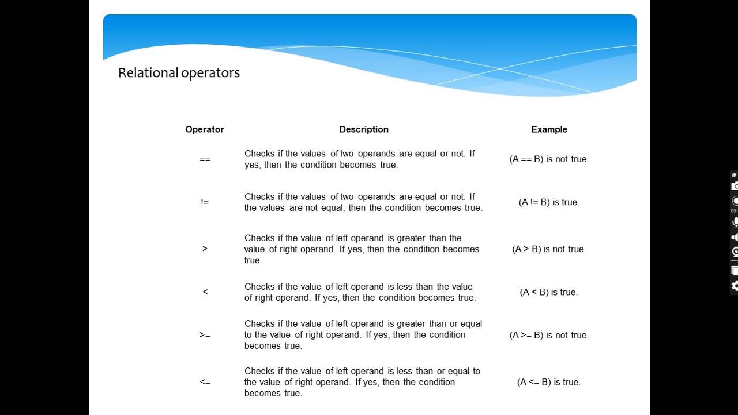Relational operators are nothing but equal to, which shows that A is exactly equal to B, and the second operator is not equal to, and third is greater than, lesser than, greater than or equal to, lesser than or equal to. These are the relational operators. It checks the condition, whether it is true or false, then it executes the next statement of the program.